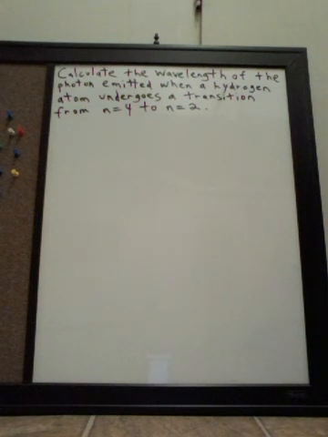So the question is written on my board. It says, calculate the wavelength of the photon emitted when a hydrogen atom undergoes a transition from n equals 4 to n equals 2.